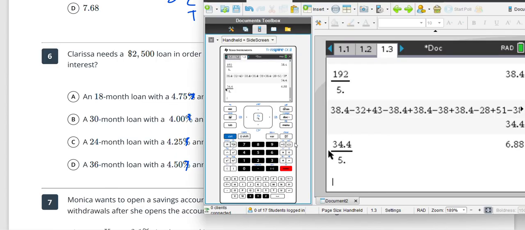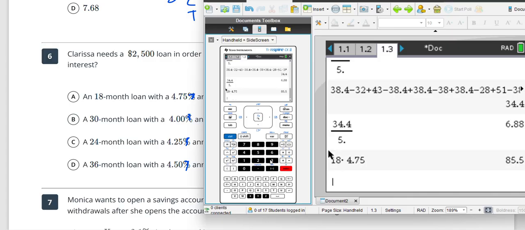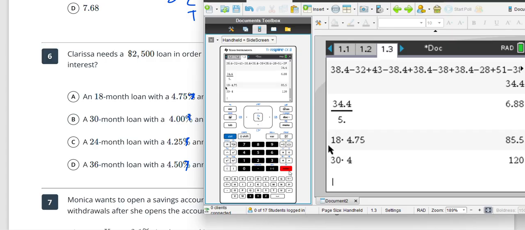So we come out here, and this is just my approach. 18 times 4.75. I'm not using exact science, but it's going to be the best way to do it. They're all the same idea, right? This one times that one, this one times that one. That's it. And they're all months, and they're all percentages. We're good. 24 times 4.25.